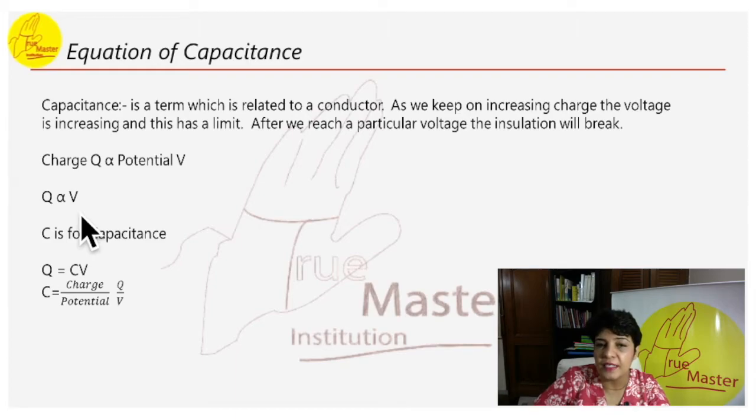So what is C? C is the proportionality constant, and so the formula becomes Q equals CV. If we remove the proportionality, we write a constant C. So what is C? C is the capacitance. The formula for capacitance becomes C equals charge by potential, that is C equals Q by V.